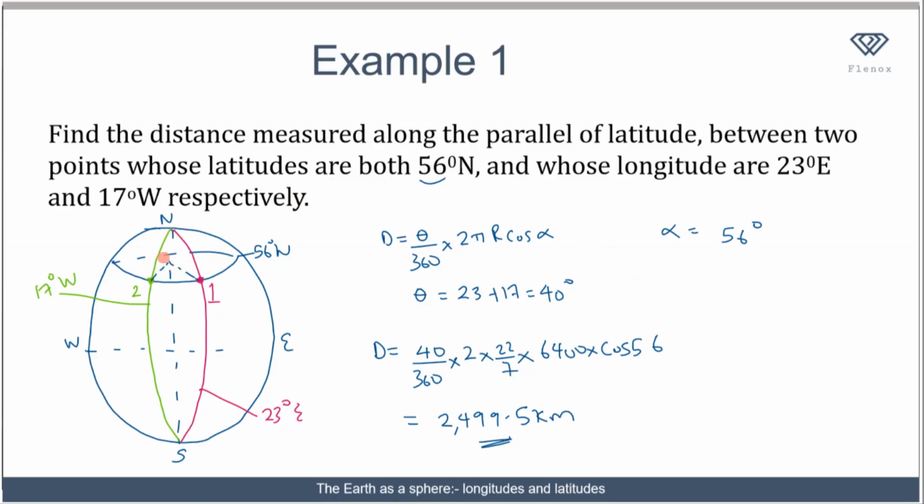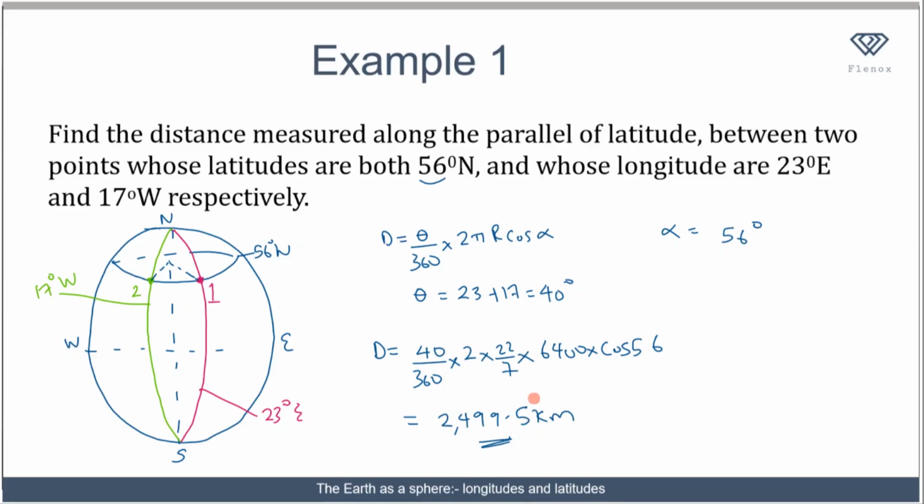So to recap, the first thing we did was sketch it out, and since those 2 points lie on different hemispheres, to get the value of theta we just sum their coordinates. And since they both lie along the lines of latitude, we make use of this other formula where we have R cos alpha instead of only R. We said alpha is the latitude, which in this case is given to be 56 degrees. When we substitute into the formula, we get our distance between these 2 points to be 2499.5 kilometers.